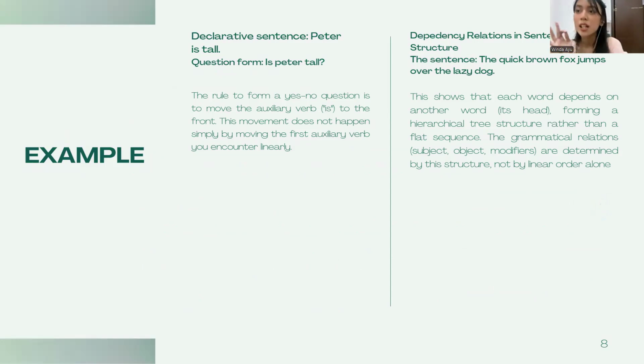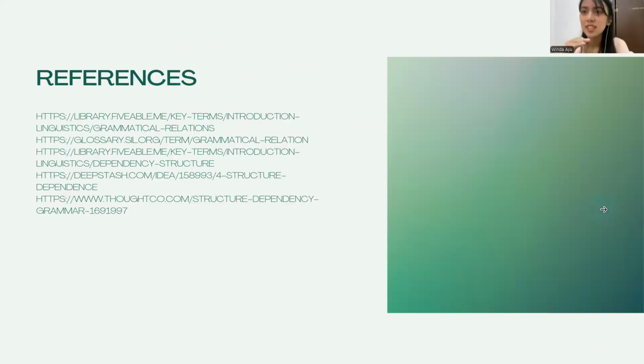Next, dependency relation in sentence structure. The sentence is the quick brown fox jumps over the lazy dog. This shows that each word depends on another word, forming a hierarchical tree structure rather than a flat sequence. The grammatical relations, subject, object, and modifiers, are determined by this structure, not by linear order alone.